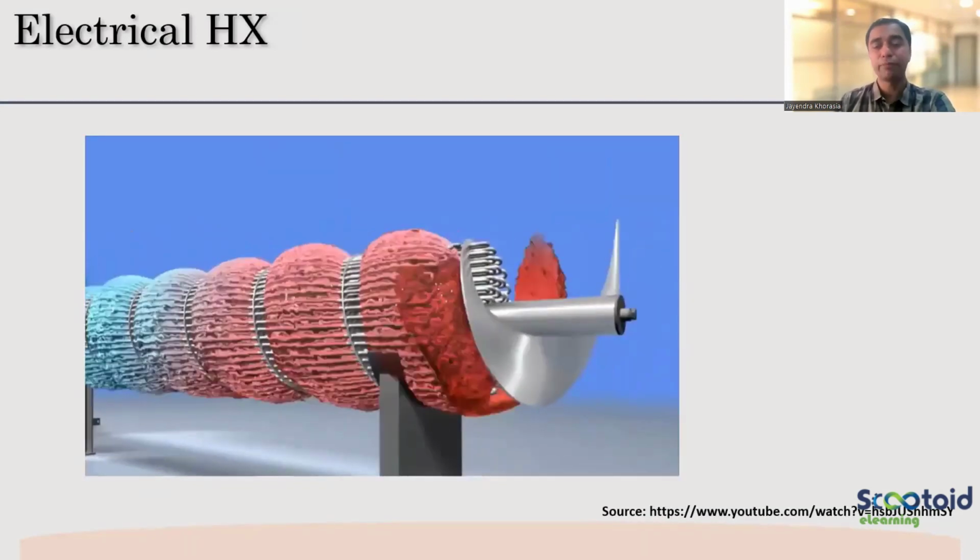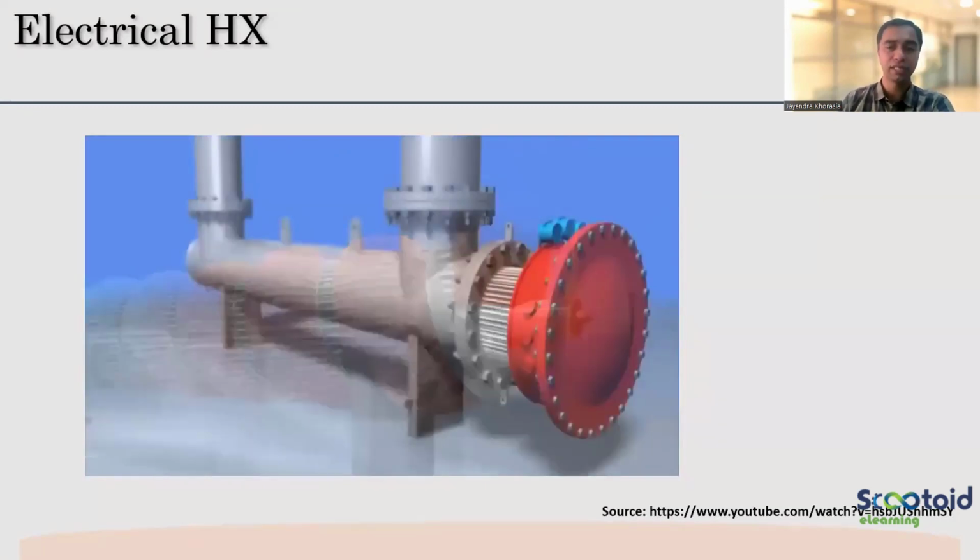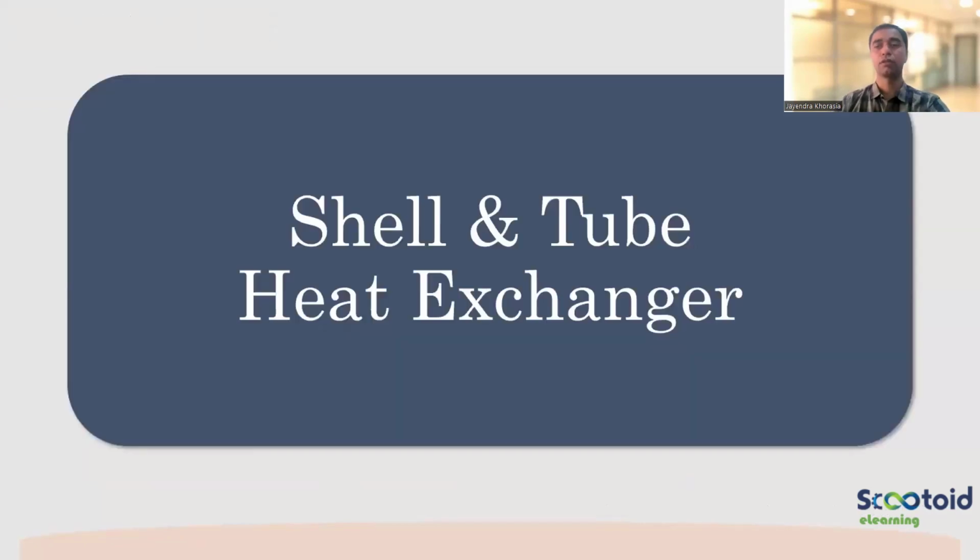Electrical type heat exchangers find their application in the food and beverage industries a lot, and in pharmaceuticals. Now move on to the shell and tube type of heat exchanger. Wherever we see the application of heat exchangers, more than 80% use the shell and tube type. So from now onwards, our discussion will be mainly on shell and tube heat exchangers. We'll focus only on this type, and we'll see what the different types are.